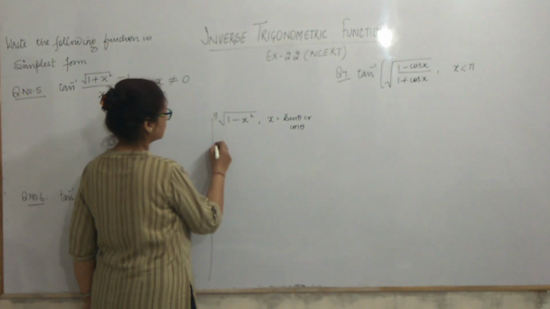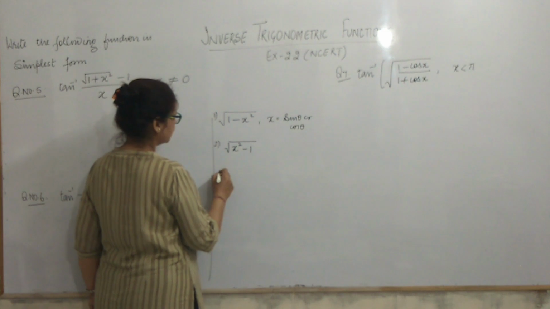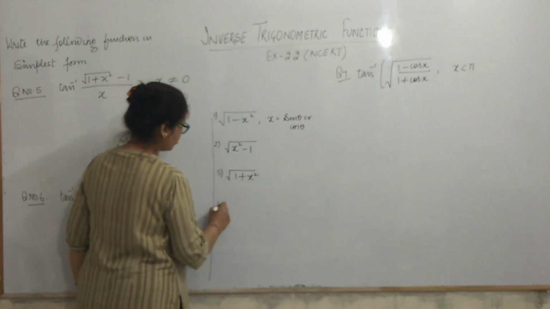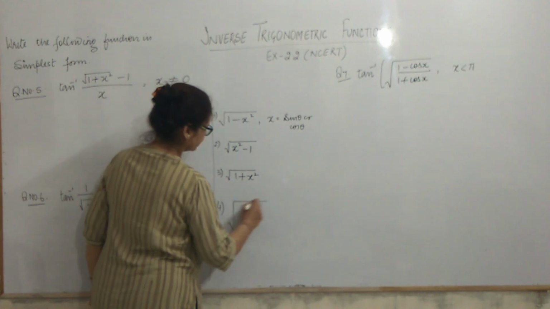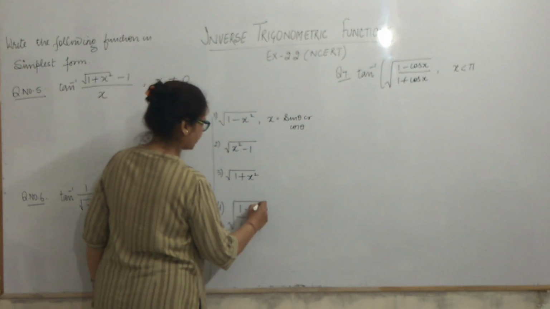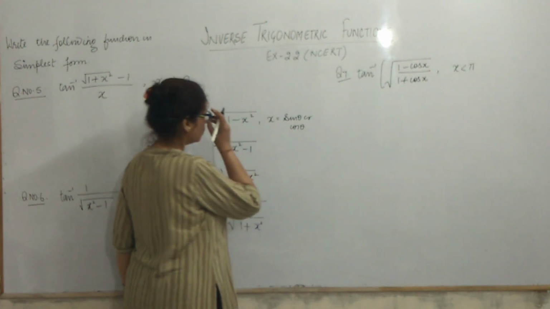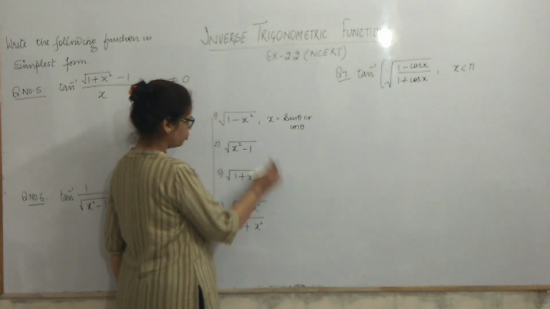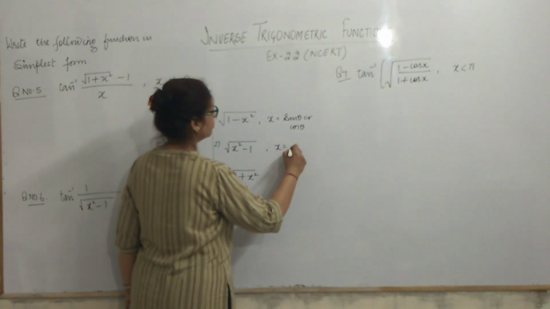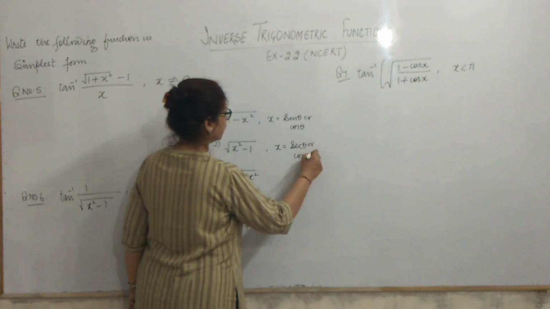Right? Suppose x square minus 1 is there. Suppose square root of 1 plus x square is there. Suppose 1 minus x upon 1 plus x, or any power, x square or x cube, whatever. Right? So let's move. If x square minus 1 is there, then x is equal to sec theta or cosec theta.